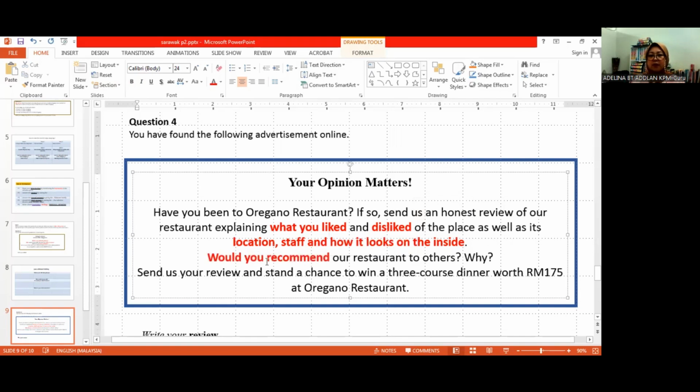And this is not a very long answer. Is it yes or no? So if it's no, then why? For answering the question why, it has to be a little bit more elaborated.